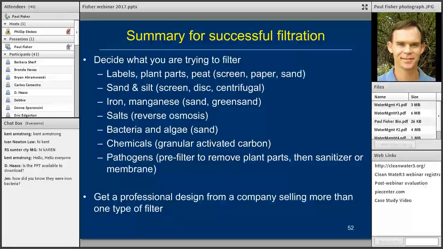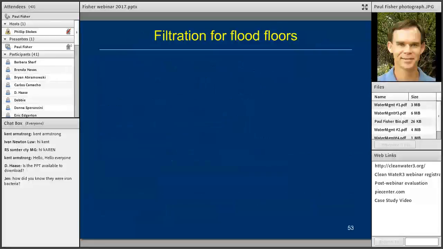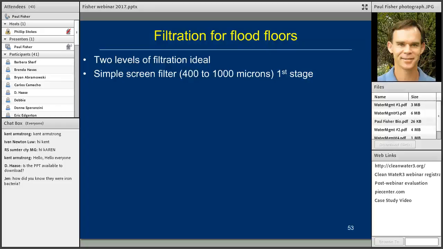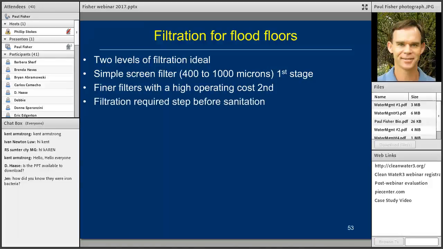So it's important to get a professional design from a company selling more than one type of filter so that they can target the correct type of filter and also the correct micron size. Specifically, some things we can learn from this case study about filtration for flood floors. Two levels of filtration are ideal. We can go with a simple screen filter with larger pores as the first stage, and then have a second stage, a finer filter that might have a higher operating cost per 1,000 gallons.